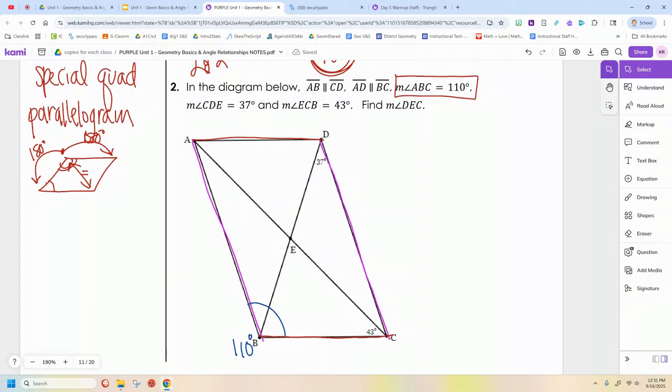Then it says we have angle CDE, which is 37. Okay, cool. And we have ECB, which is 43. Find the measure of DEC. DEC. So I should be putting my star right there.